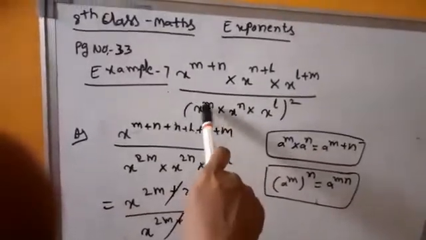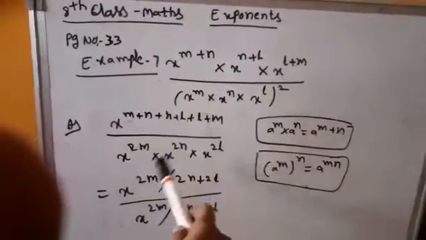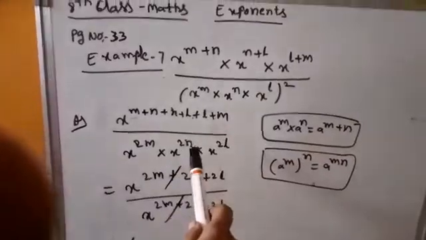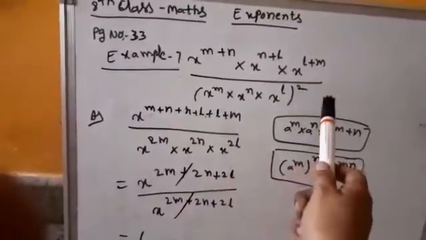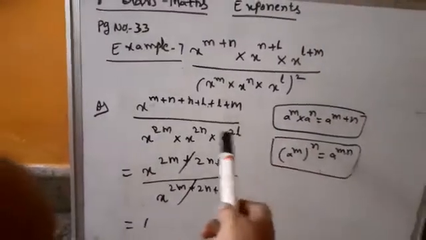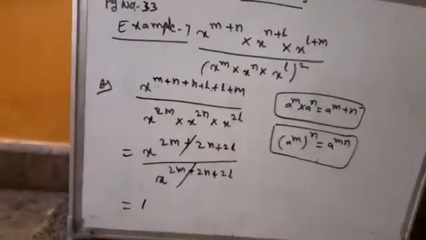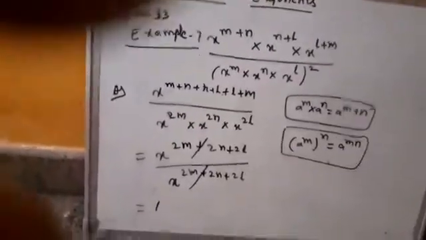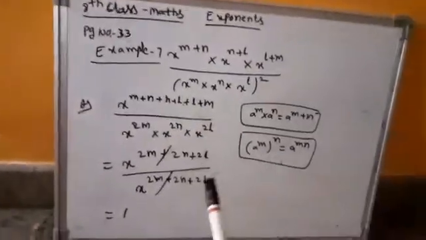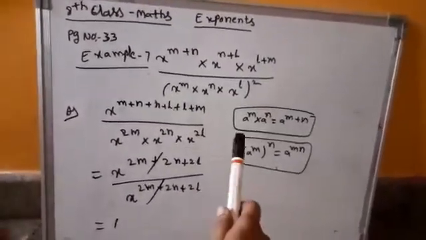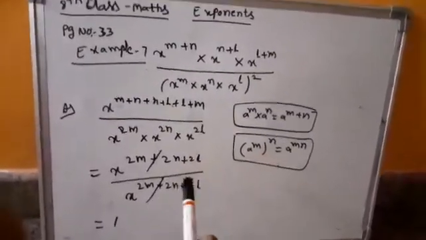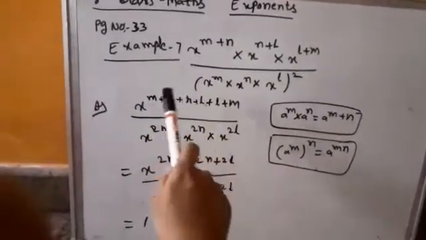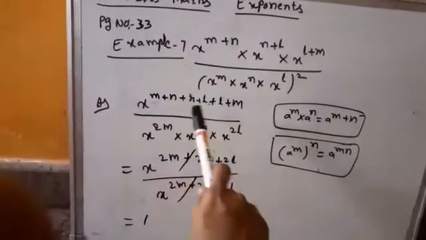See here, x to the power of m into 2 is x to the power of 2 into m, into x to the power of n into 2 is x to the power of 2 into n, into x to the power of l into 2 is x to the power of 2 into l. So that's why x to the power of m plus n plus l plus m, divided by x to the power of 2m into x to the power of 2n into x to the power of 2l. Next, see here, x to the power of m plus m, 2m. Next, plus n plus n, 2n, plus l plus l, 2l.